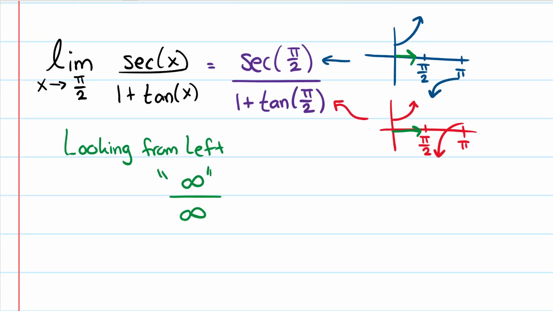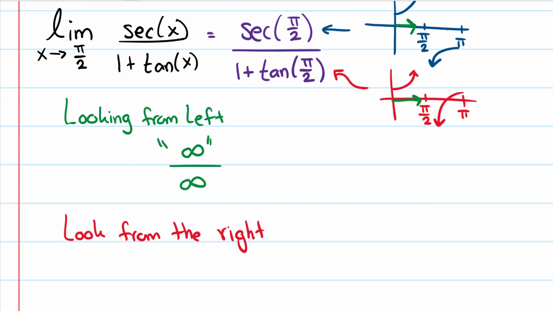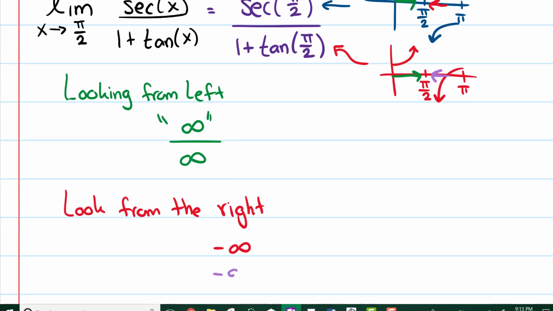And if we look from the right, you get that this is going to go down towards negative infinity. And this one is also going to go down towards negative infinity. So that gives us infinity over infinity again. And if there's a negative, that's okay. We could just factor a negative out. So when this happens, when you get negative infinity over infinity or infinity over infinity, we can use L'Hopital's rule.